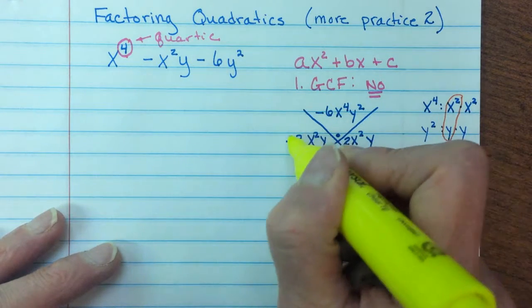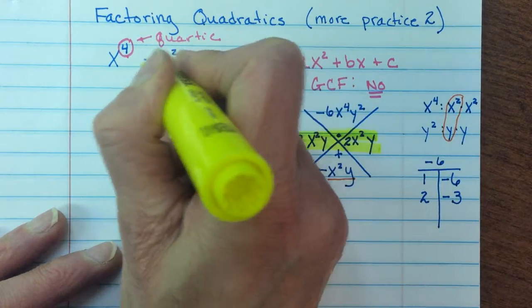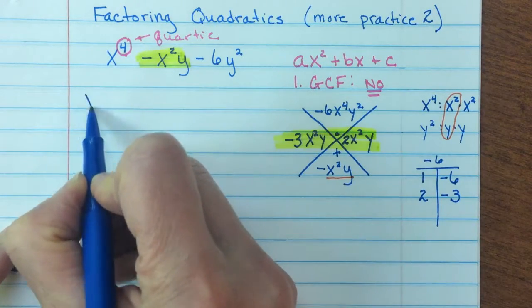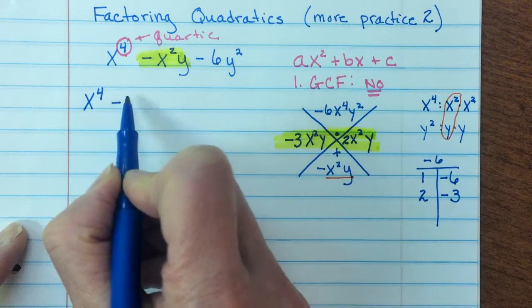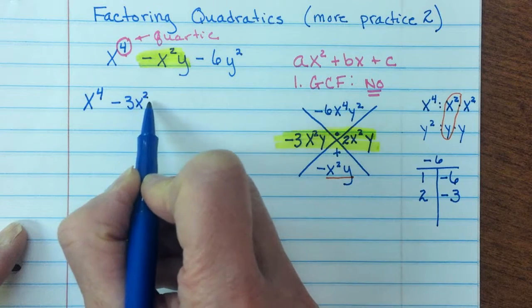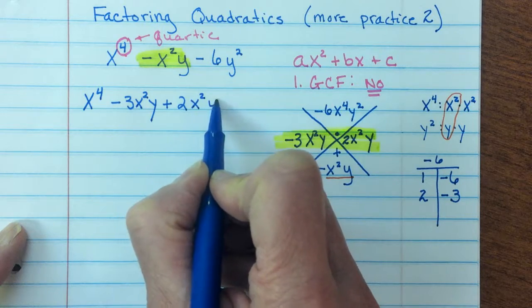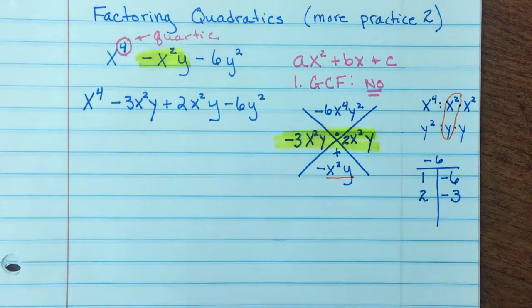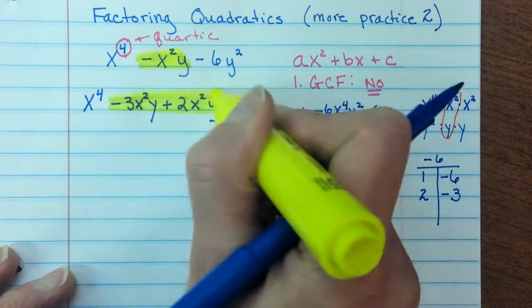So all I'm working for is this in yellow, because I need to replace this middle term with 2 terms. So I'm going to copy down my x to the 4th, then I'm going to go right to here, so negative 3x squared y plus 2x squared y minus 6y squared. Okay, so the only thing I replaced was that minus x squared y.